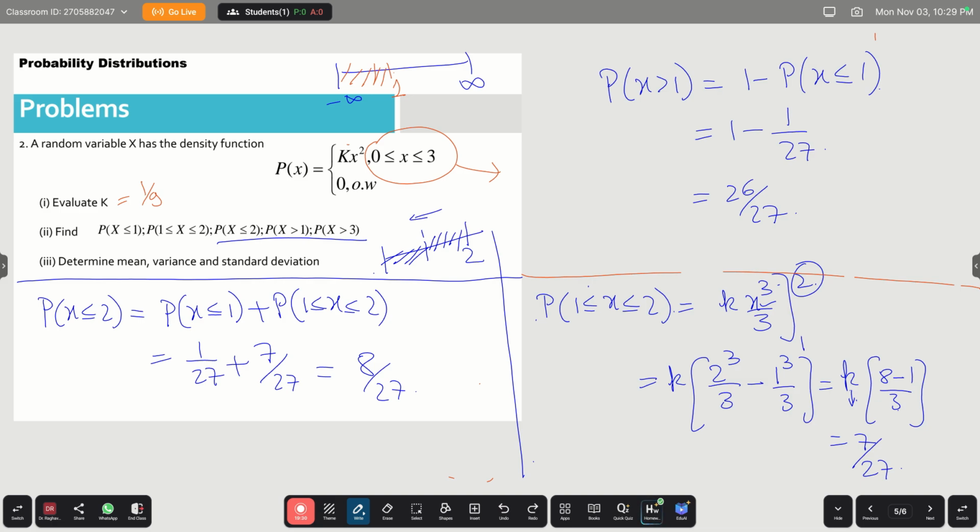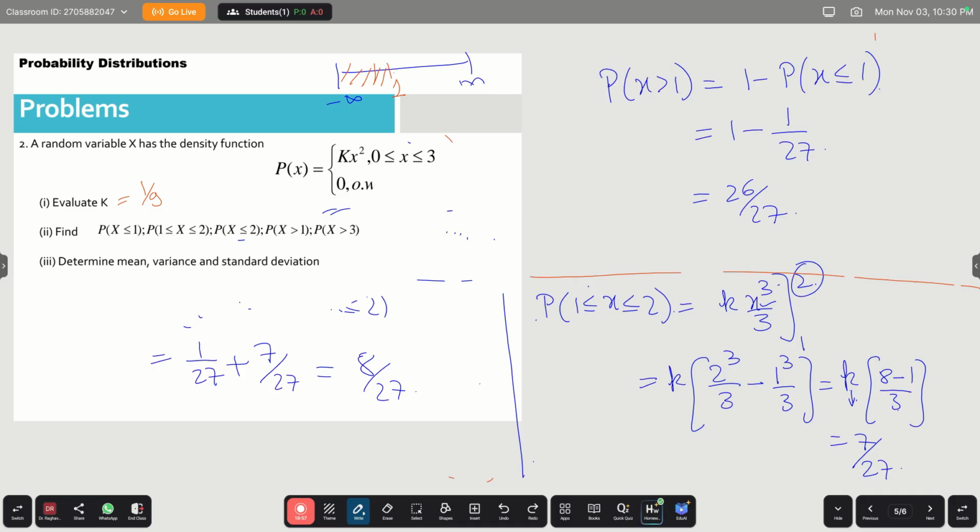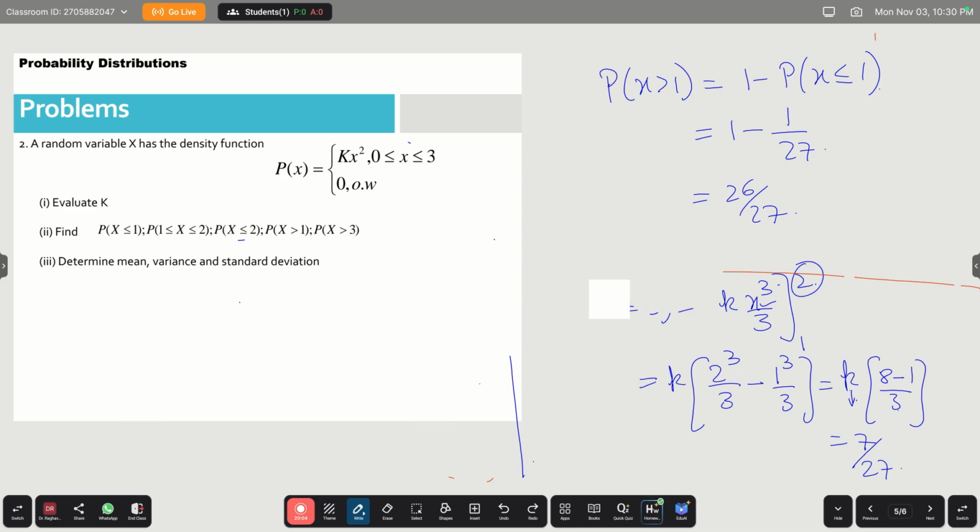And for x greater than 3, I straight away know that only from 0 to 3 we have kx square. Greater than 3, p of x is just 0. So when you integrate 0, you will get 0 itself. Okay, and finally we will see how to find the mean, variance and standard deviation for this same probability density function.